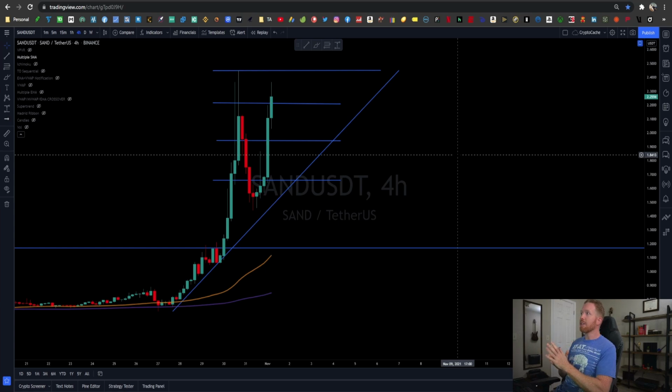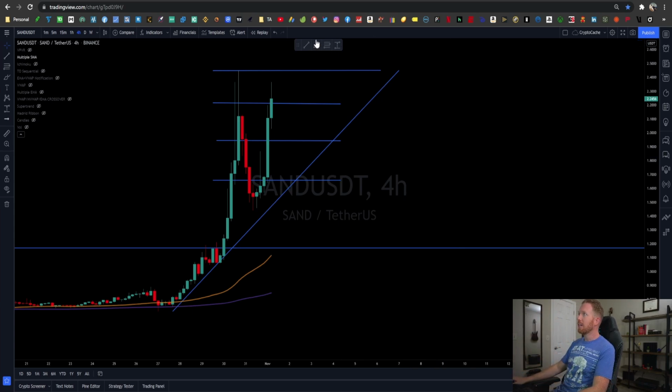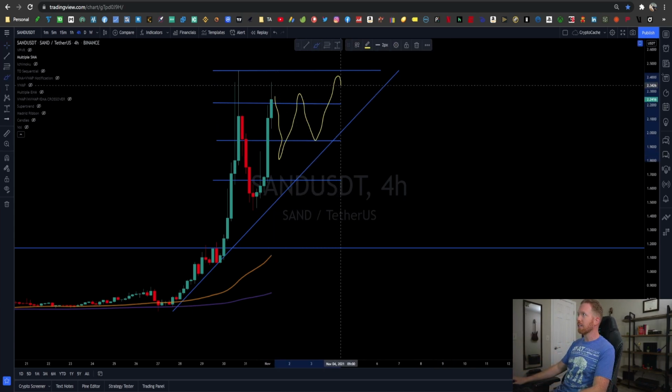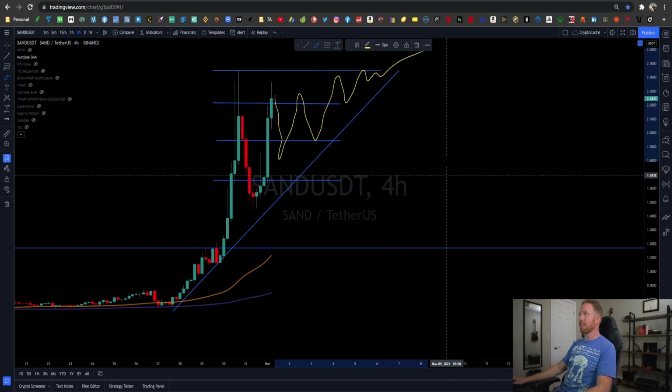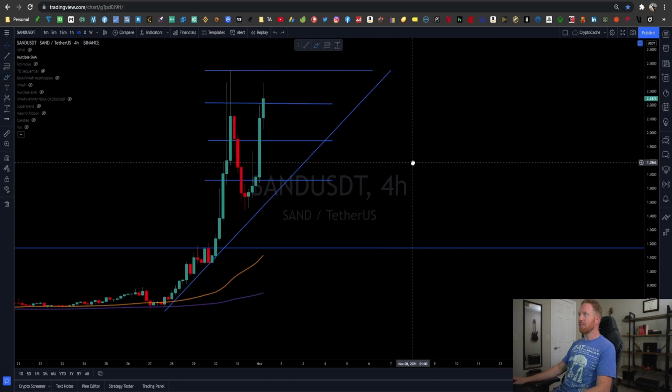But at this point in time, right now, I would like to see it kind of calm down and continue to just squeeze into this wedge pattern and just keep doing something like this, right? And then eventually break to the upside, because that way it gives it that consolidation period, that time to kind of calm down.